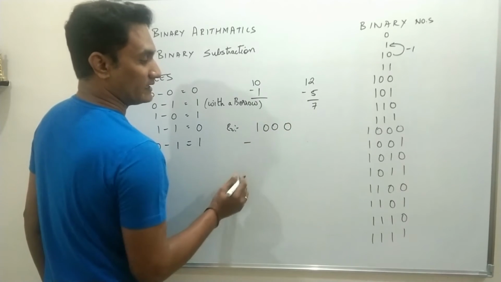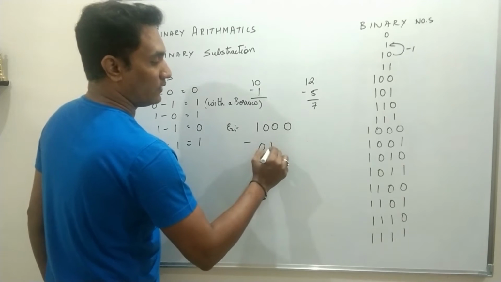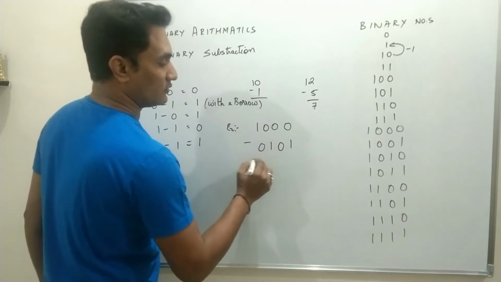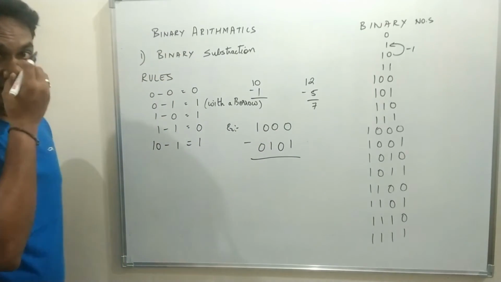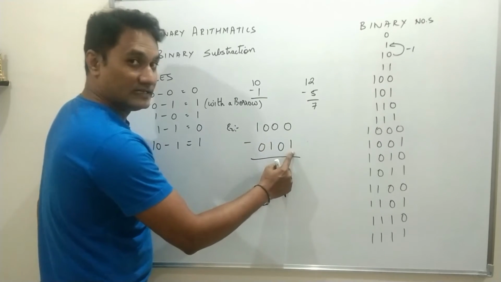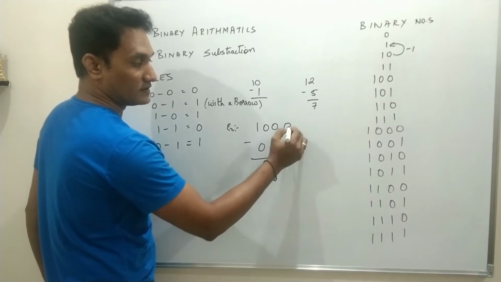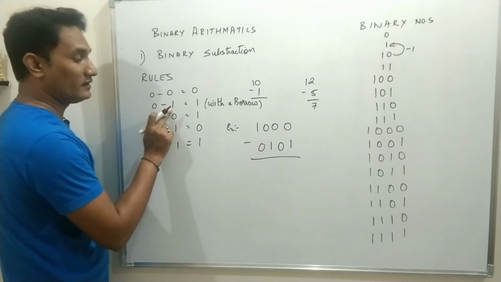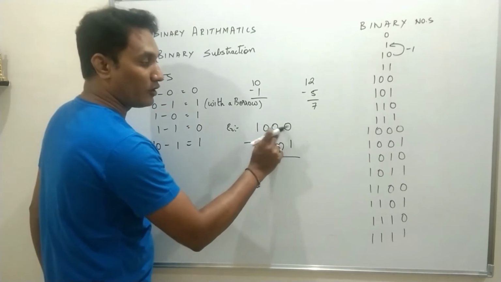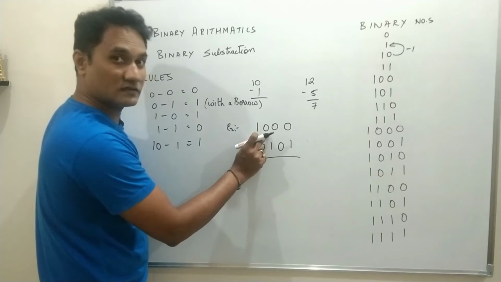I'll take the first example as 1000 minus 0101. I'll subtract these two numbers. Again, we will start with the least significant bit on the rightmost corner. So 0 minus 1. What is 0 minus 1? It will be 1 with a borrow generated. So do we have a borrow? The next higher place is also 0, and the next one is also 0.